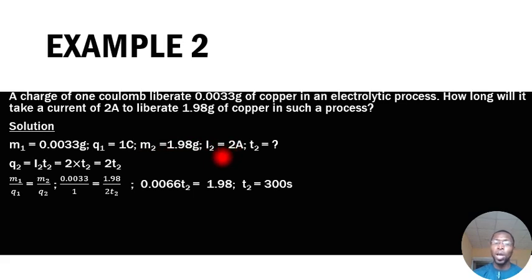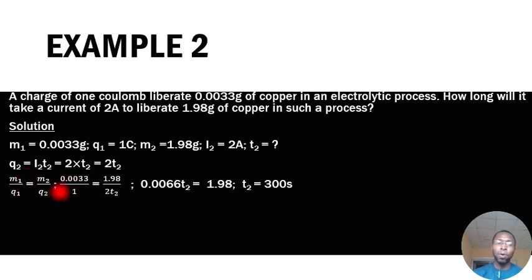So in this case now, we have our I2, we do not have our T2, all right? And that's what we have to look for, because we have to look for how long it will take. Okay, so we need to determine our Q2. Our Q2 is I2 times T2. Our I2 remains 2 ampere. But our T2, which is what we are looking for, is unknown. So 2 times T2, that's 2T2.